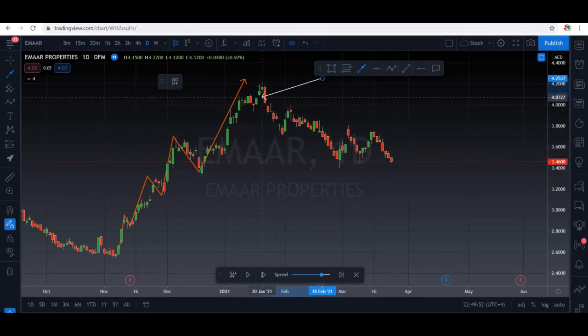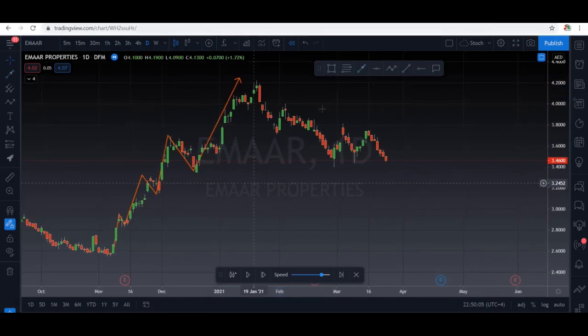It means the market is just retracing, or there is a profit booking or correction phase happening. If the market closes below this level, it means we can expect a reversal or a downtrend. So now, let's see what's happening right at the support area.